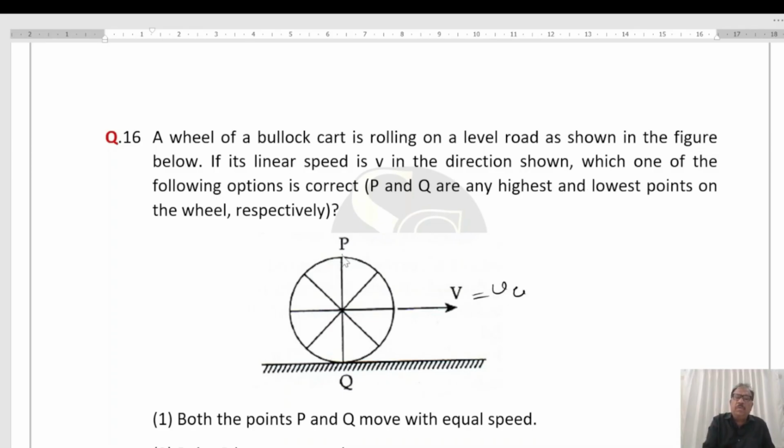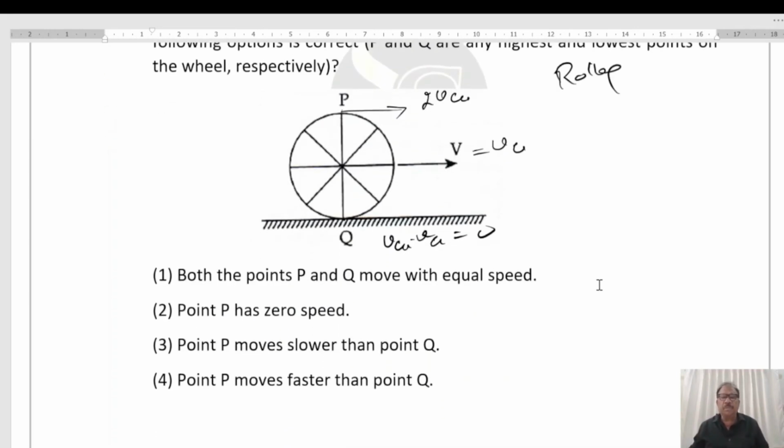At the highest point, the velocity in case of pure rolling is twice V CM, and at the lowest point it is V CM minus V CM, that comes out to 0. At the point of contact the velocity will be 0, at the center V CM, and at the top double of this, okay? So see the possible options. Point P moves faster than point Q. Fourth option is correct, right?